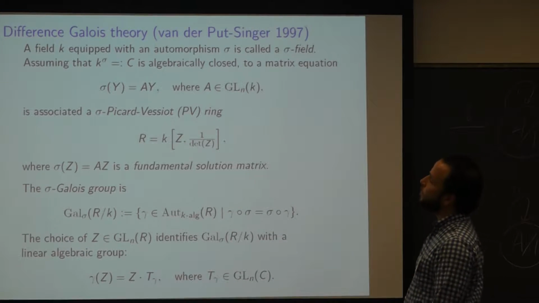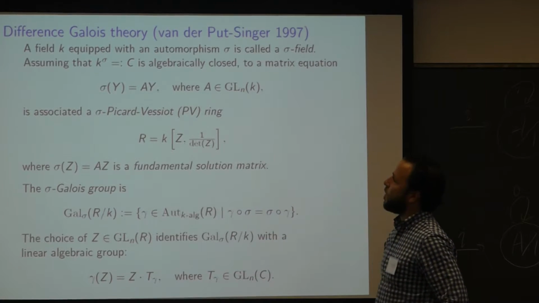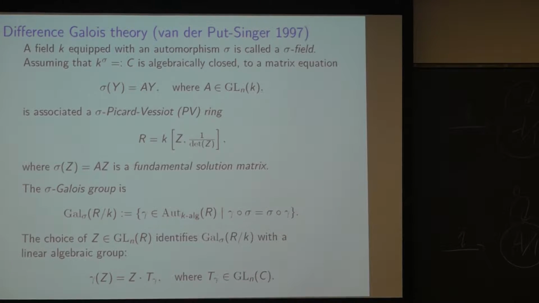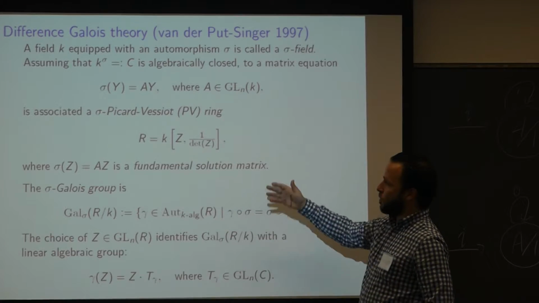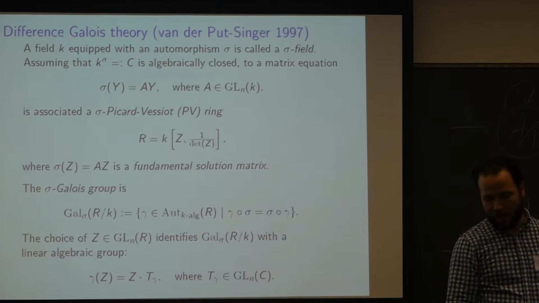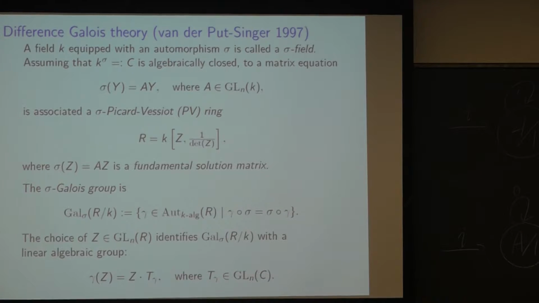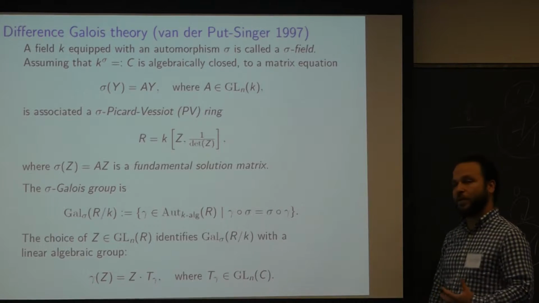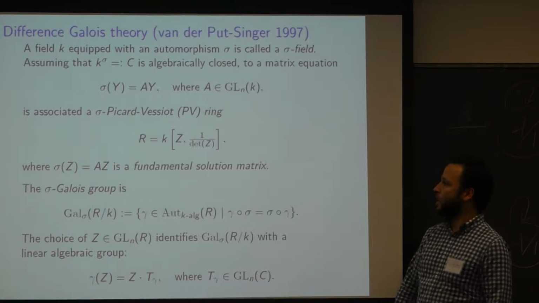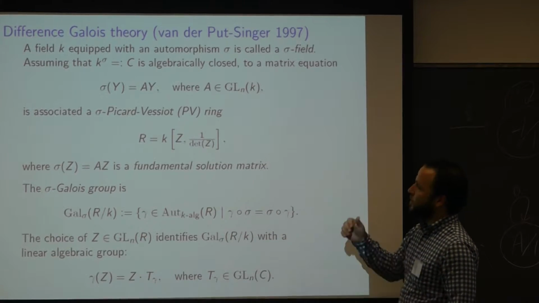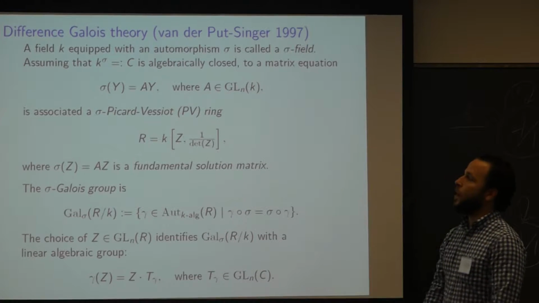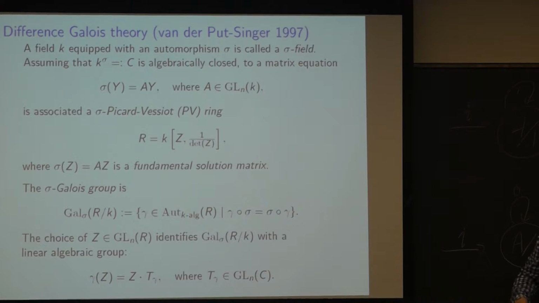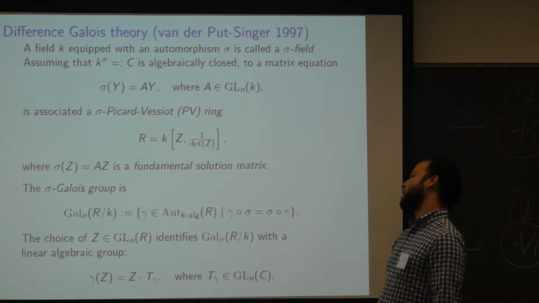You're given a linear system of sigma equations, and to that, this theory associates the so-called sigma Picard-Vessiot ring, which is the analog in this Galois theory of the splitting field in classical Galois theory. This is a ring that has as many solutions as you could hope to have for the system, and is minimal for that property. Morally, that's what it means.